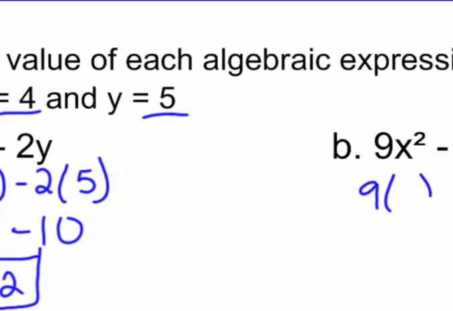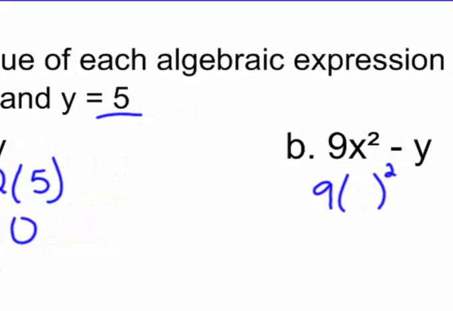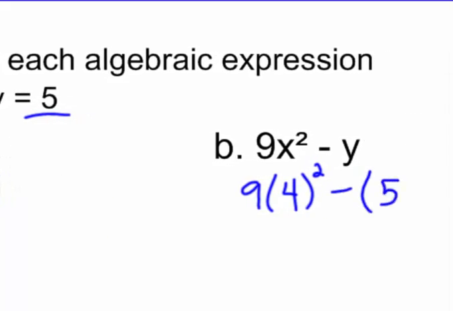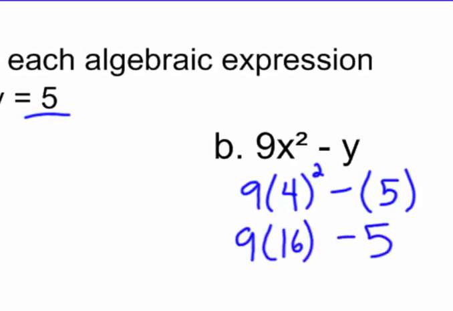In B, we take 9 parentheses, and we put the 4 in there because that's our x. We square it, minus, and then whatever y is. Notice, when I do this, I put the 5 in parentheses there. At this point, I'm going to take 9 times 16. Now, what is 9 times 16? Offhand, I don't know, but I do know 9 is 3 and 3. 16 is 4 and 4.